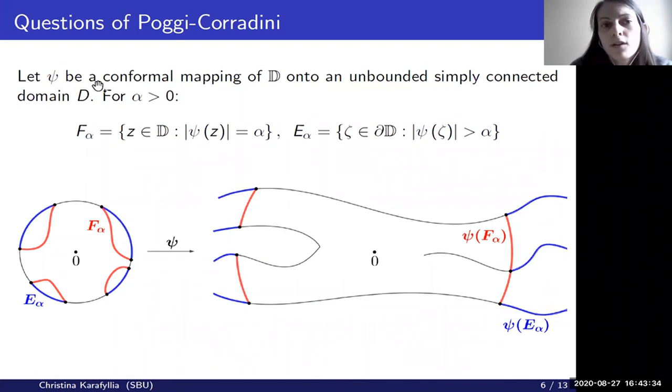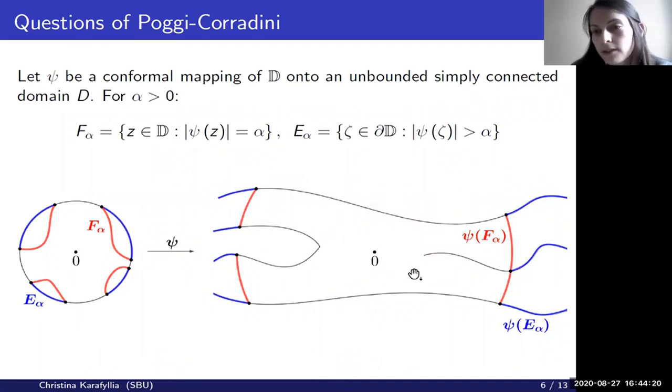First, we consider a conformal mapping psi of the unit disk onto an unbounded simply connected domain D. And for a positive real number alpha, we define two sets, F alpha and E alpha. I will describe these sets through this image. Here is the unit disk, and here is the domain D. So we take the circle with center at 0 and radius equal to alpha, and then we consider the intersection of this circle with the domain D. In this case, the intersection consists of 4 components, these 4 red arcs. The pre-image of these arcs is the set F alpha.